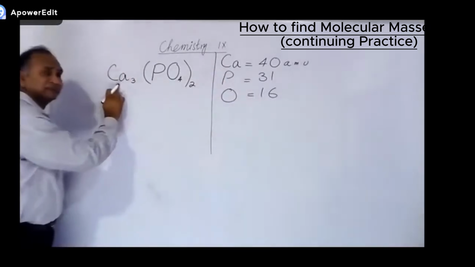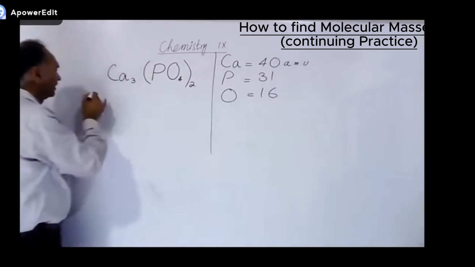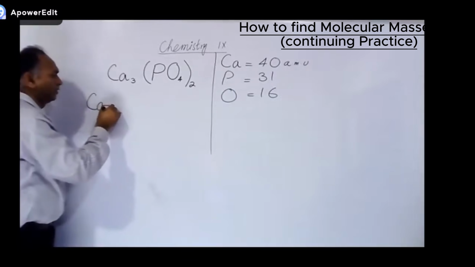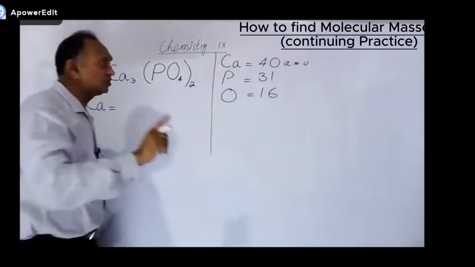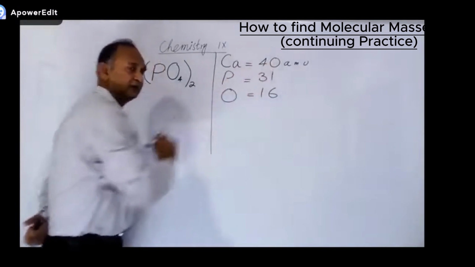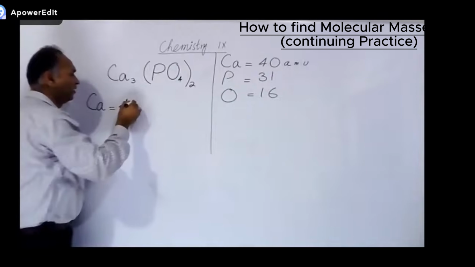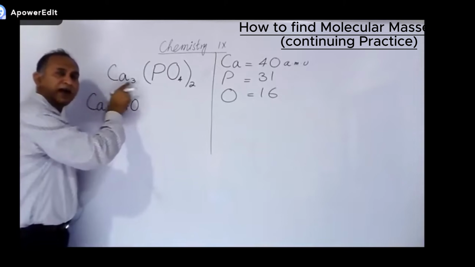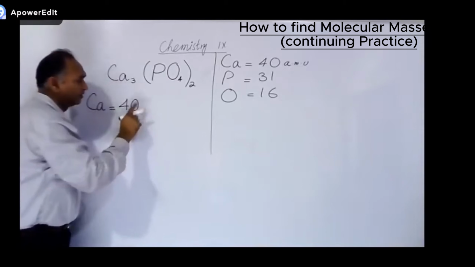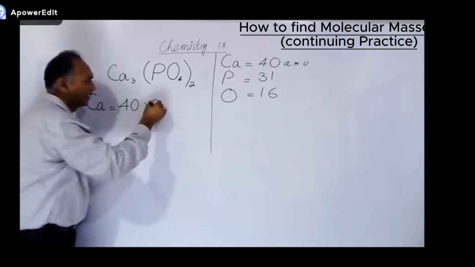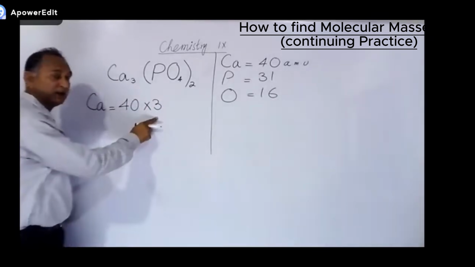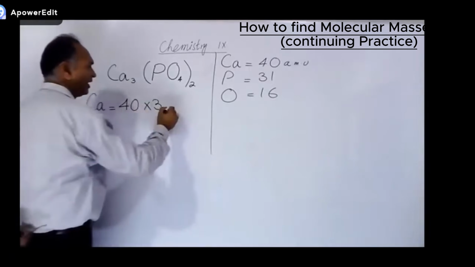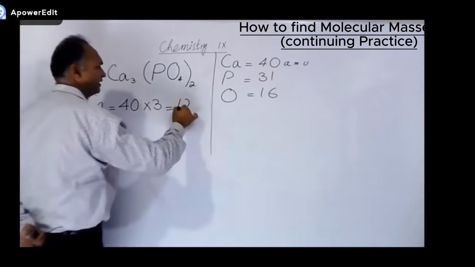Okay. First is calcium. I'm writing here Ca. What is the atomic mass of 1 calcium? 40. I'll write here 40. What is the subscript here? How many calciums do we have? 3. So we multiply it by 3. Why 3? Because here we have 3 calciums. Multiplying, it will give you 120.